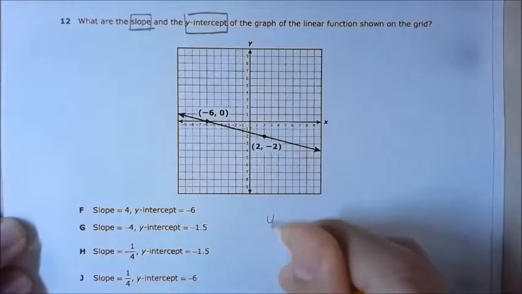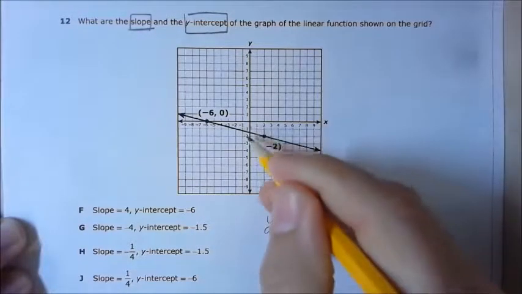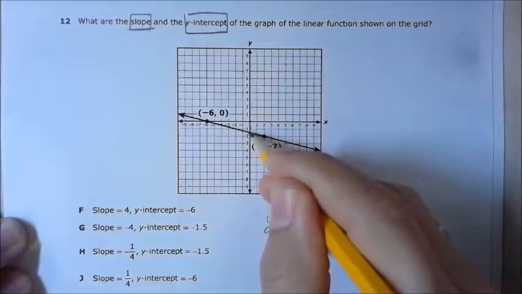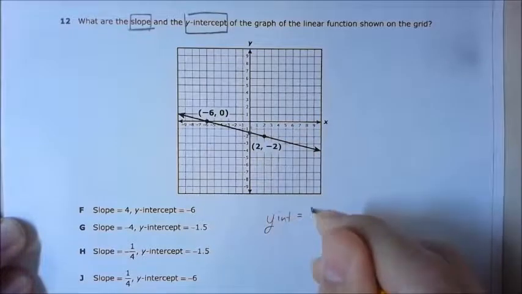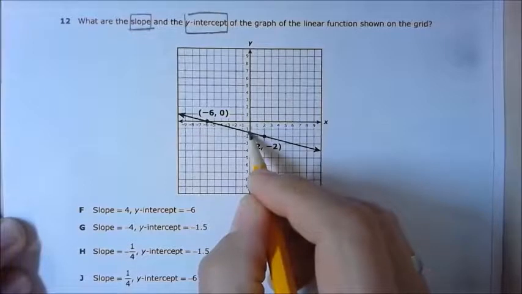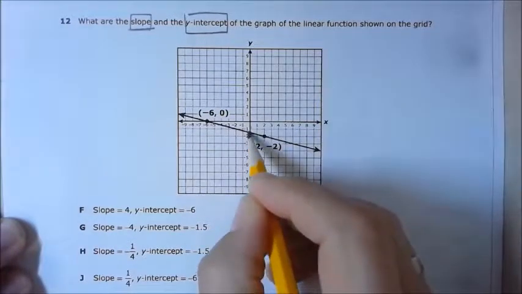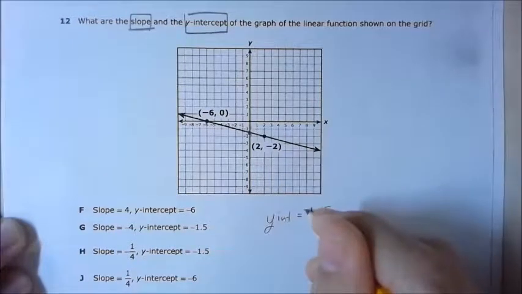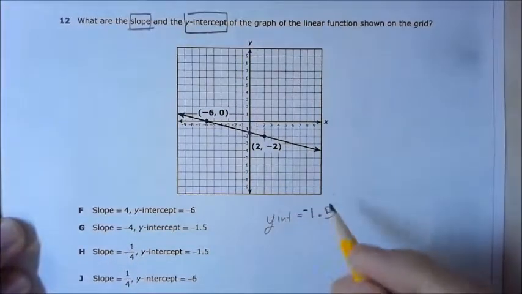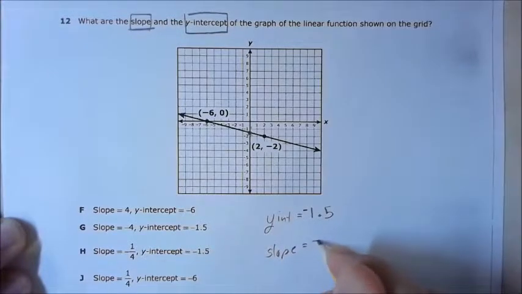Notice it's in between 1 and 2. So our y-intercept is in between 1 and 2. It looks like about halfway right there. I'm going to put a dot. So it looks like about 1.5. And it happens to run through the negative 1.5. Positive 1.5 is up here, and negative 1.5 is down here. So we got negative 1.5. So we know we're looking for a slope that's negative, and we have a y-intercept of negative 1.5.